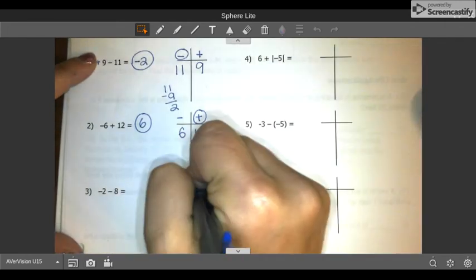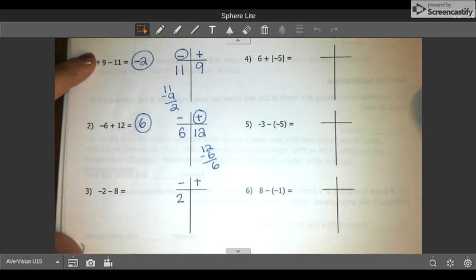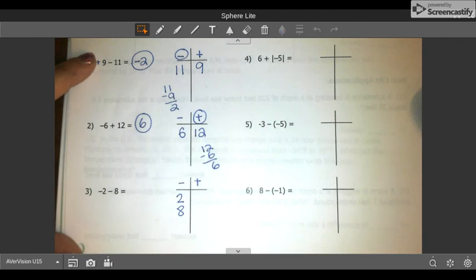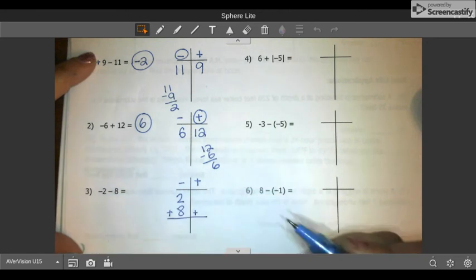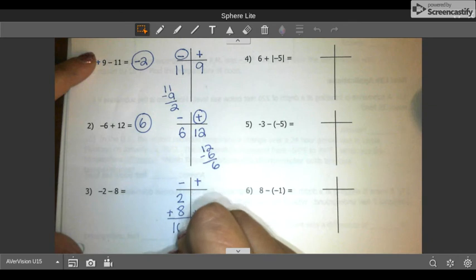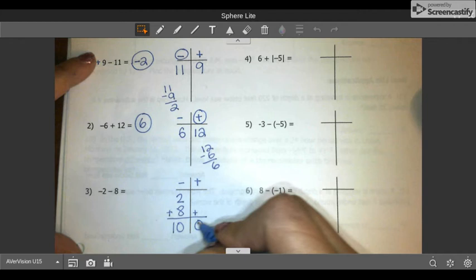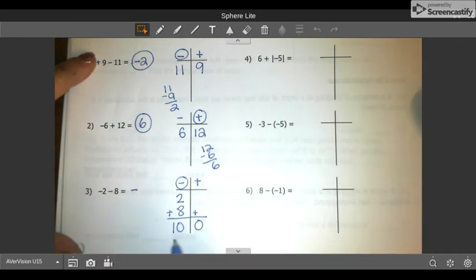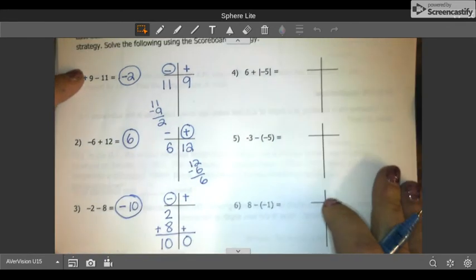All right. This is a negative 2, so I'm taking away 2. This is subtracting 8, so I'm taking away 8. Now treat this like a scoreboard. How many points did each team get? Negatives got 10 points, and positives didn't get any points. So which team won? Negatives. So my answer is going to be negative. By how much? By 10 points. The answer is negative 10.